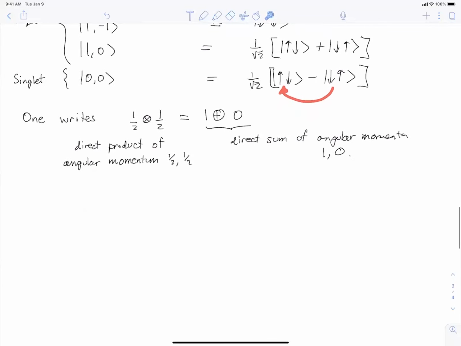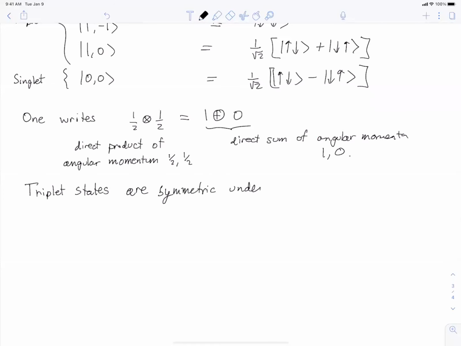And so we can summarize this by saying the triplet states in this problem are symmetric under the interchange of spins. And the singlet states are antisymmetric. And this is going to be very important when we start talking about identical particles.